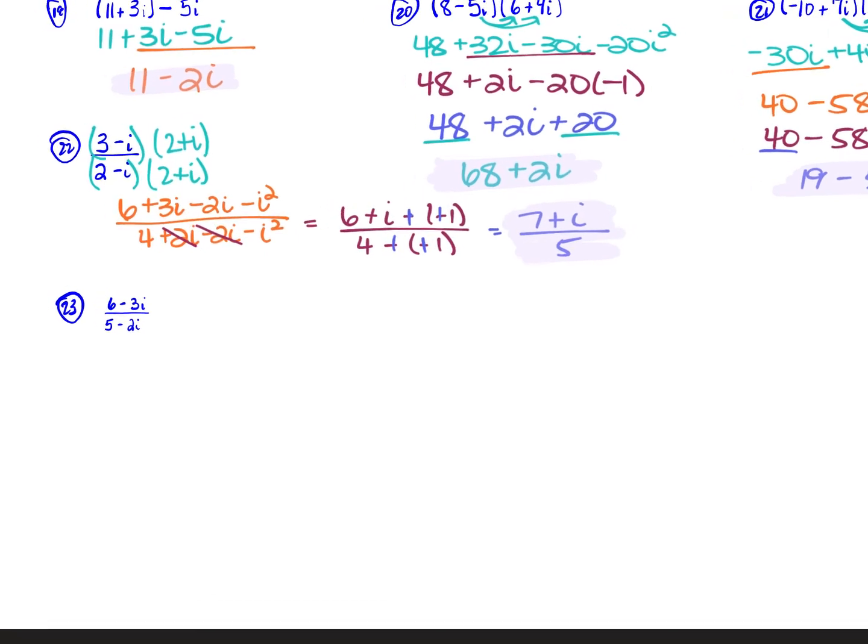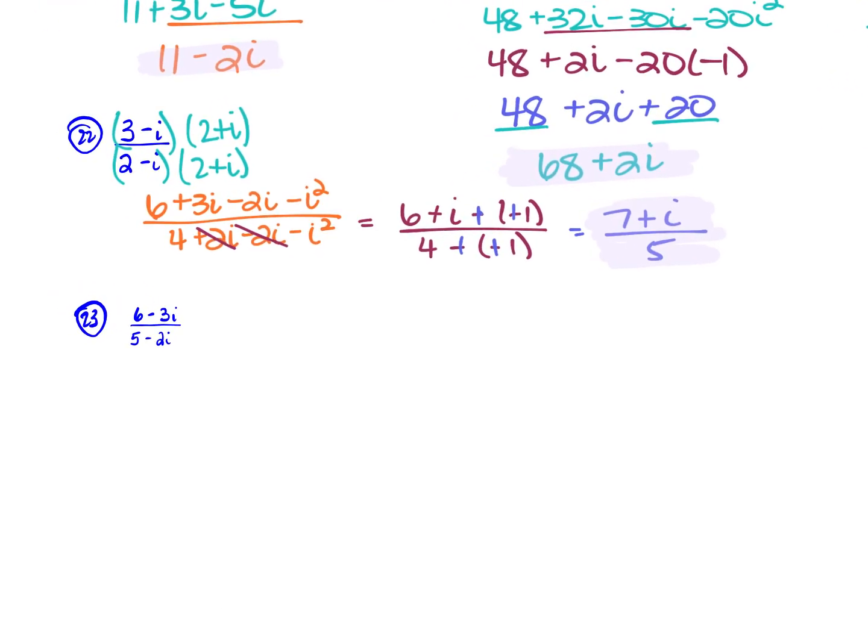For 23, we have 6 minus 3i all over 5 minus 2i. So again, we're going to put parentheses around the top and the bottom of this. Find the conjugate of your denominator, which is 5 plus 2i, and then multiply the top and the bottom by that conjugate. FOIL the top out.